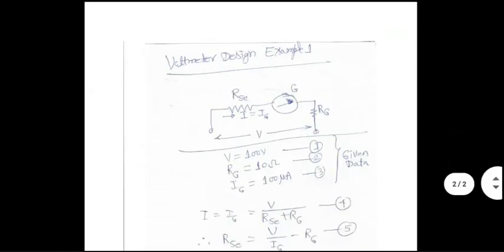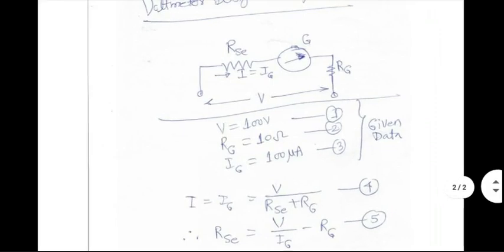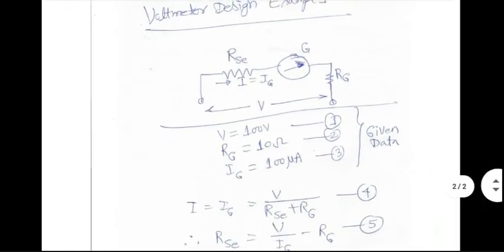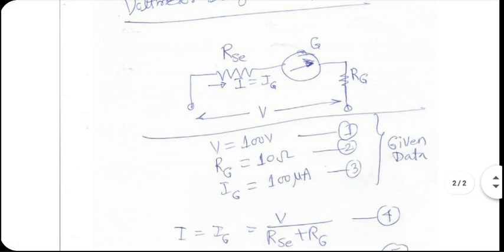Now voltmeter design, let's see how we do it. I'm assuming that I want to measure a 100 volt max value. And I would assume that RG, the galvanometer internal resistance, is 10 ohm, as I did in the previous problem. And I would assume that the maximum allowed current in the galvanometer is 100 microampere, which is the reality anyway. So the series resistance, I'm calling it RSE. How much should it be?